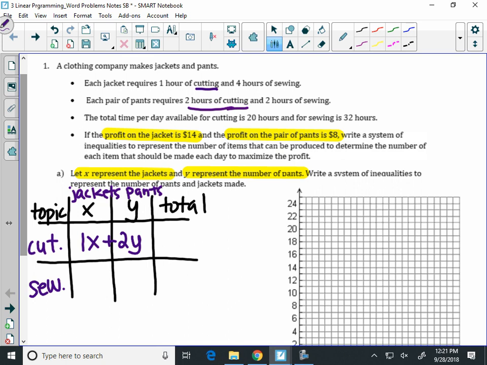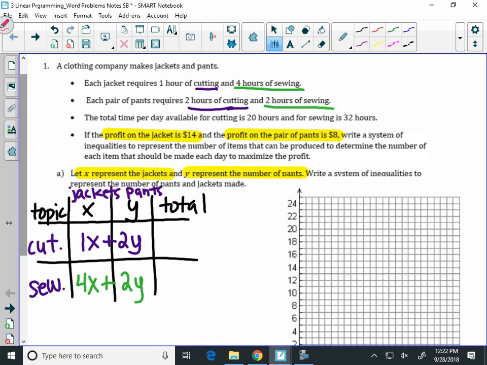All right, let's talk about sewing here, then we'll finish the equations. How long do we sew a jacket for? 4 hours. So we're going to put 4X in the first box, plus, how long do we sew pants for? 2 hours, so plus 2Y. Now we have the meat of our equations here, but we need to make them into inequalities and then find the total amount of time available.